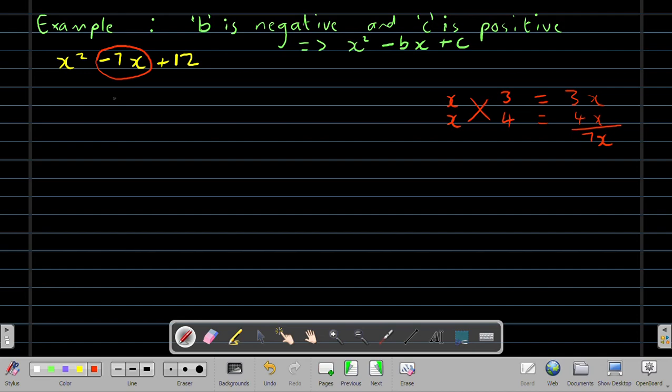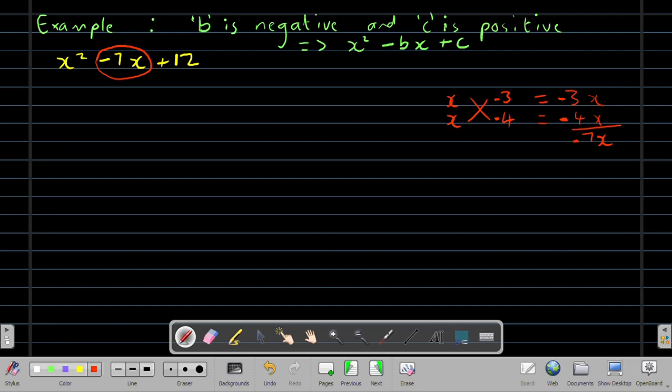Here we actually have a negative 7x, but then here we have a positive 7x, which means that to make this work, we're actually going to have to have this 3x as a negative and this 4x as a negative to be able to get a negative 7x, which means that the factors that we actually had to start with were negative 3 and negative 4, which still, if you multiply negative 3 and negative 4, the negatives cancel out to give you a positive, so you still get a positive 12.